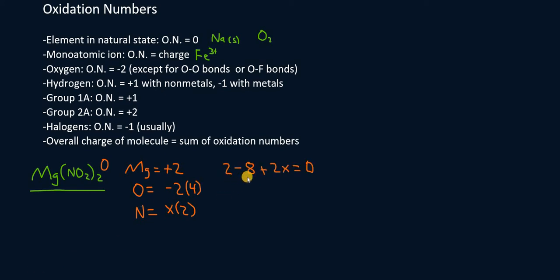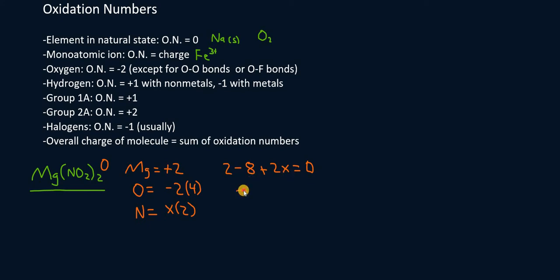And this is what our algebraic equation will look like. We'll take the 2 from the magnesium, minus 8, that's the total of the oxygens, so the -2 times 4, because we have 4 of them. That's where the 8 comes from, minus 8. And then 2x, that's our nitrogen. And we're trying to solve for x, and the x will let us know the oxidation number for nitrogen.